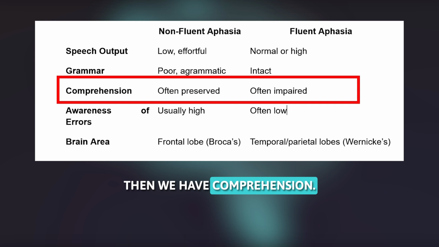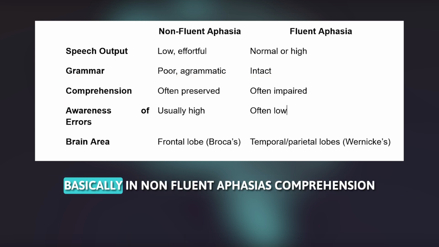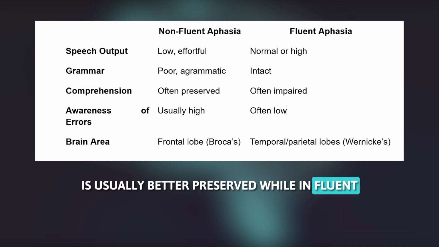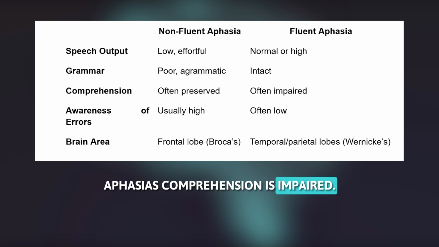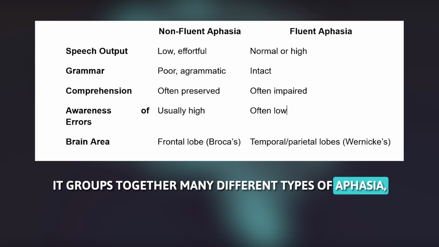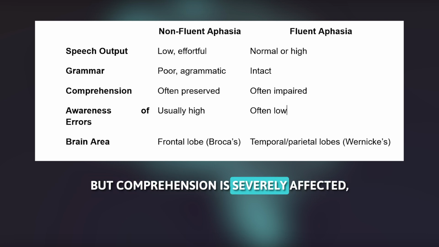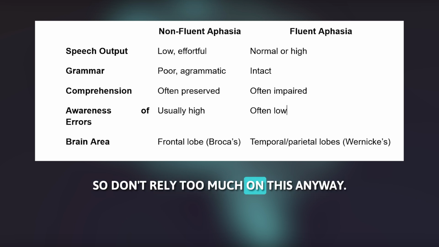Then we have comprehension. Here, I wrote it the way most books tend to explain it. Basically, in non-fluent aphasias, comprehension is usually better preserved, while in fluent aphasias, comprehension is impaired. But I don't fully agree, and this is one of the problems with this classification. It groups together many different types of aphasia, which creates confusion. For example, global aphasia is classified as non-fluent, but comprehension is severely affected, probably the most impaired of all. So, don't rely too much on this.